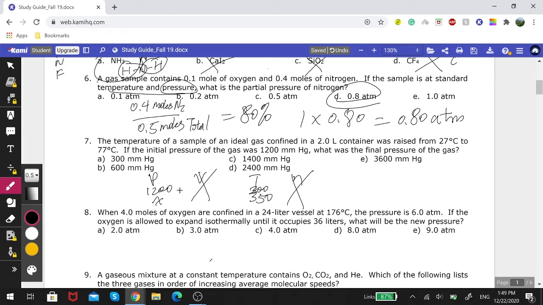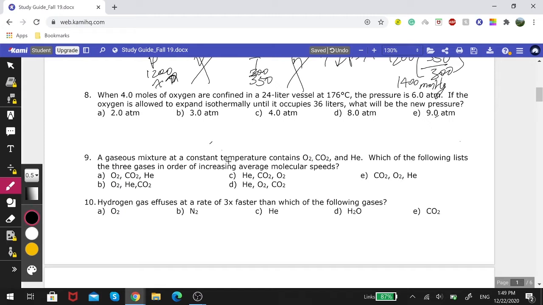Now, the relationship between temperature and pressure is directly related, so as temperature changes, pressure changes in the same direction. We're going to use our 1200 times a ratio bigger than 1, which means the 350 will go on top and the 300 will go on bottom. So now if we do that, we get 1200 times 350 divided by 300, which gives us 1400. And this will be mmHg, which is C.